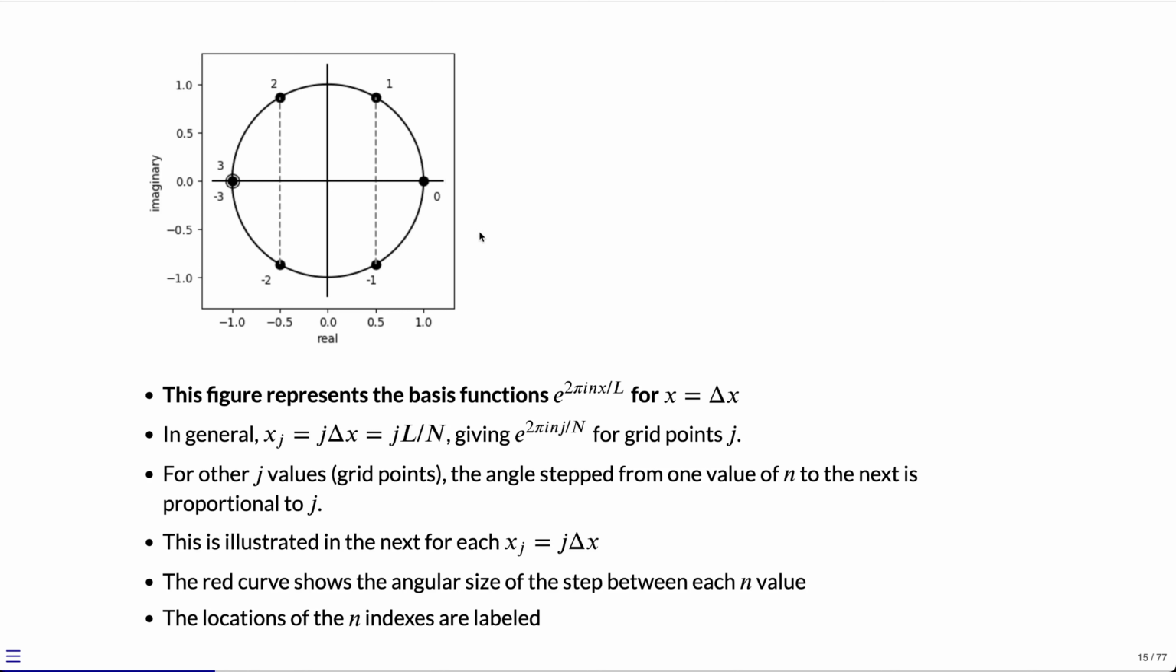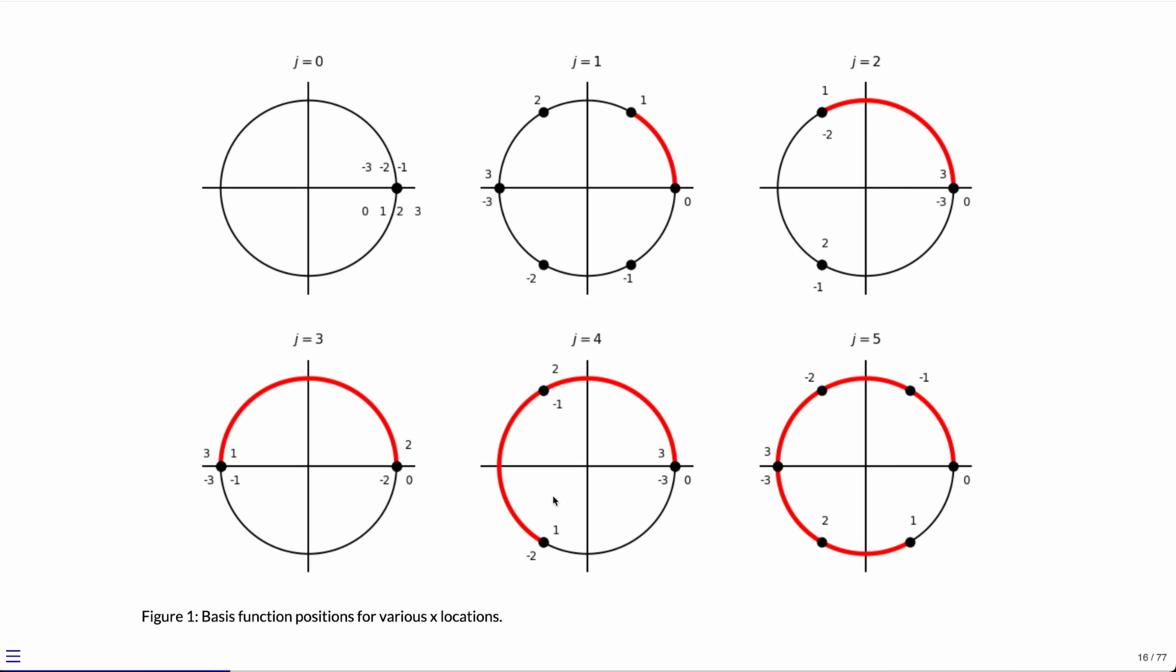So when j is 1, we step around plus and minus, clockwise and counterclockwise, as shown. But for other j values, when j is 2, we're going to step twice as big. Each step will have twice as big of an angle. And when j is 3, each step will have an angle 3 times as big. And when j is 4, 4 times as big, etc. So let's show this in the following figure.